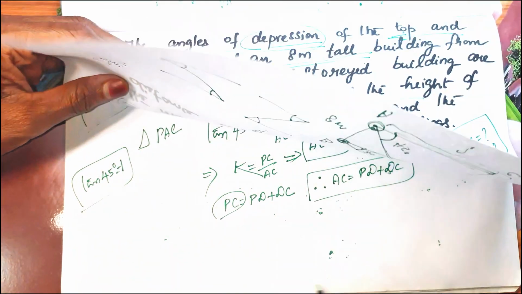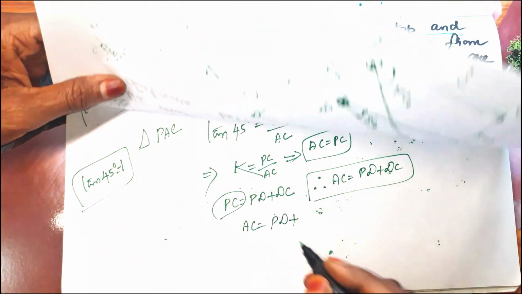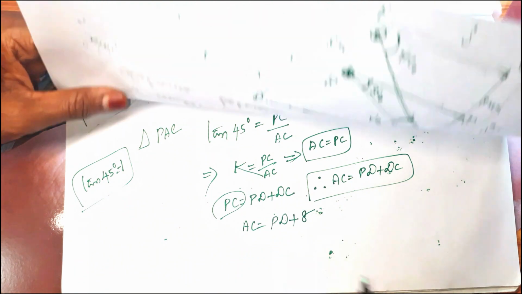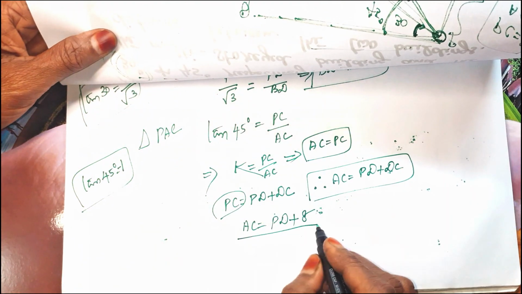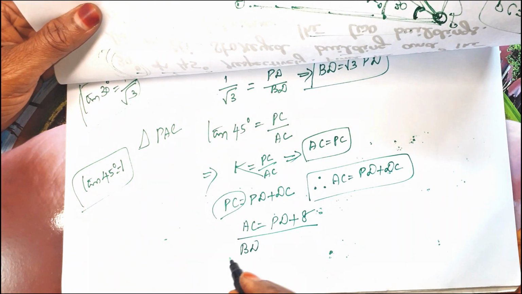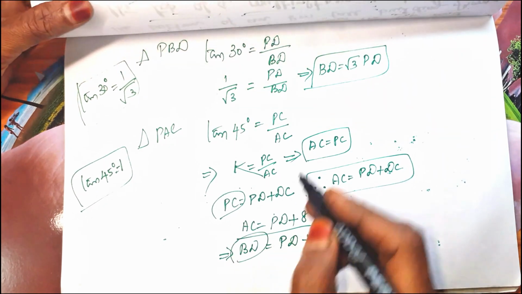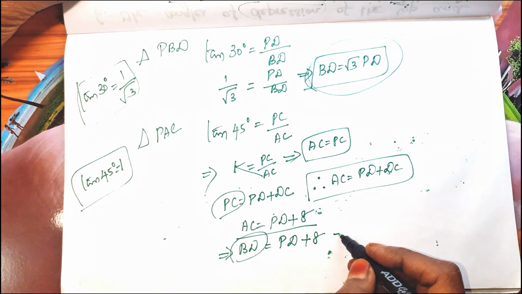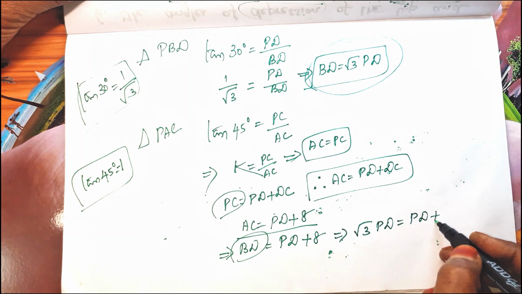We got AC is equal to PD plus what is DC we got here? It is 8. So AC is equal to PD plus 8. What is AC? It is BD. So BD equals PD plus 8. Already we have BD is equal to root 3 into PD. Am I right? So root 3 PD equals PD plus 8.